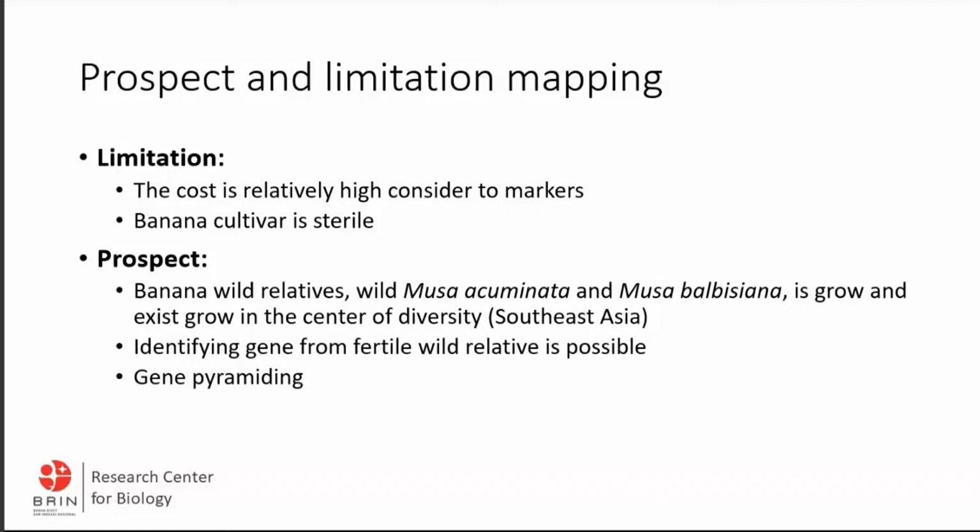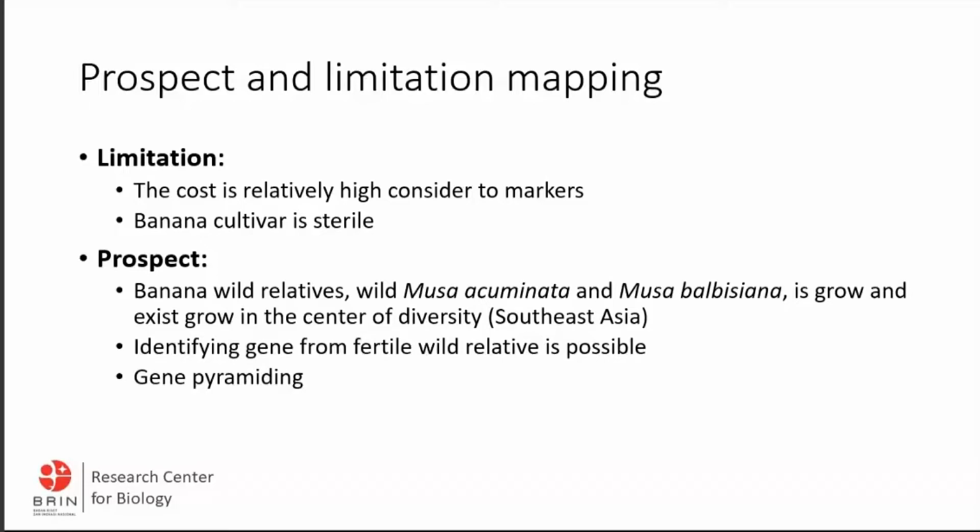However, banana wild relatives, Musa acuminata and Musa balbisiana, are available and grow in the center of diversity in Southeast Asia, such as in Indonesia, Thailand, and surrounding countries. We still find these species in forest borders and the countryside, the villages. It's not that difficult. And these species are fertile, so we can utilize these bananas for mapping. So identifying genes from fertile banana relatives is possible, as I presented in this work.